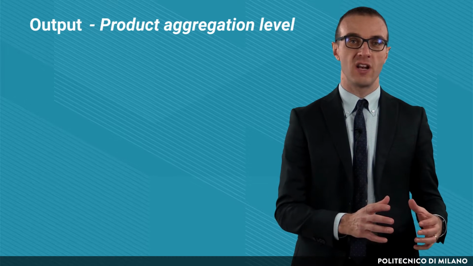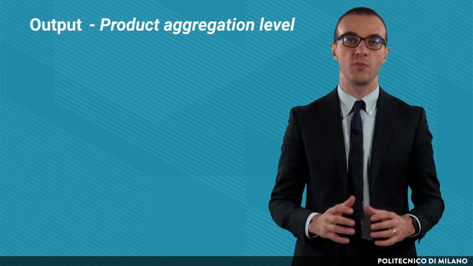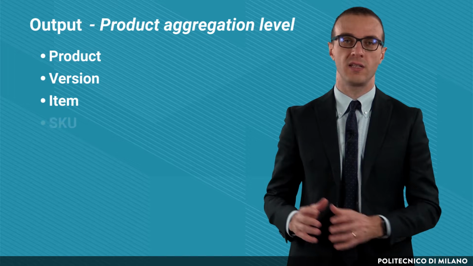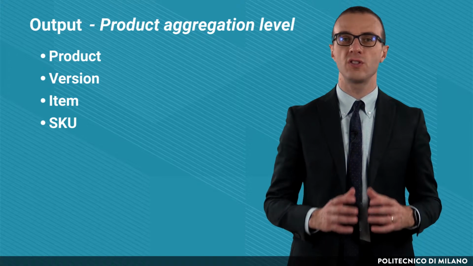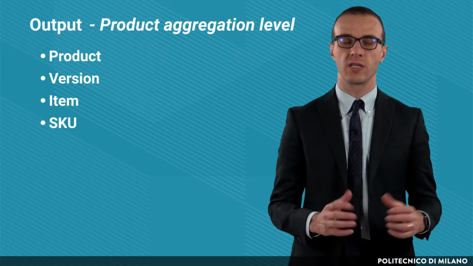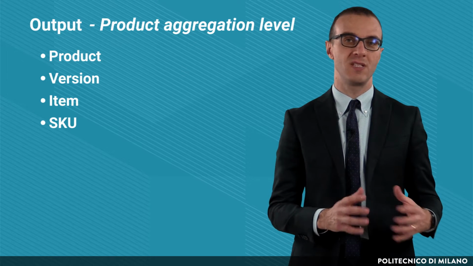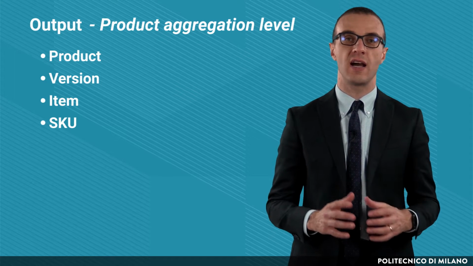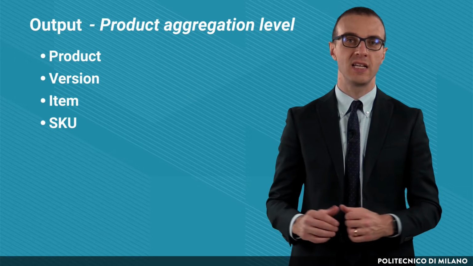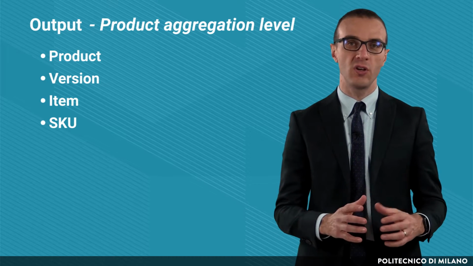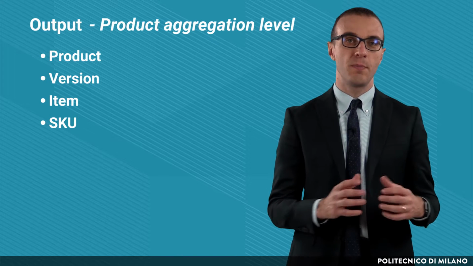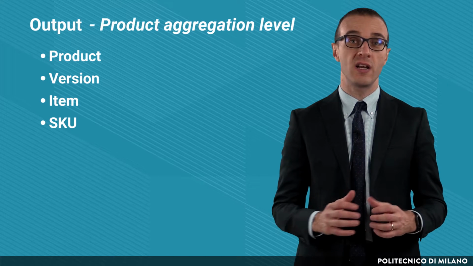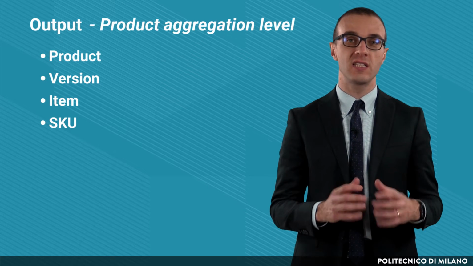Then product aggregation level, that means to decide the aggregation level to be taken into account among, for example, product, version, item, and SKU. For example, if we consider the Coca-Cola company, we have different products, like for example Coke, Fanta, Nestea, or Powerade, and if we consider Coke, we have different versions like Original Taste, Zero, Light, and if we consider Zero, we have different items, can, PET, bottles, etc. And if we take into account cans, we can have different SKUs, 4 cans, 6 cans, and so on and so forth.